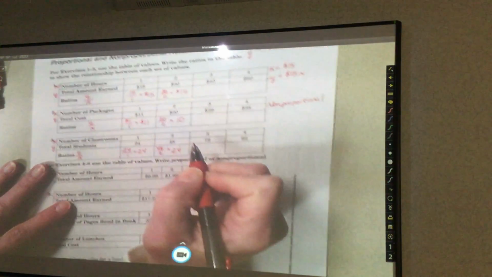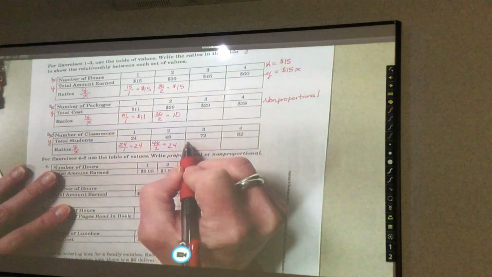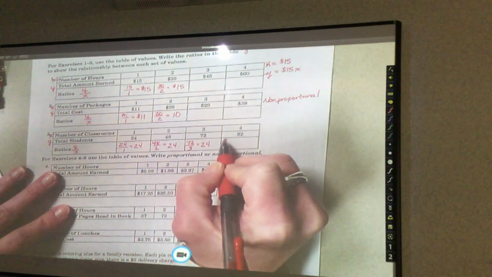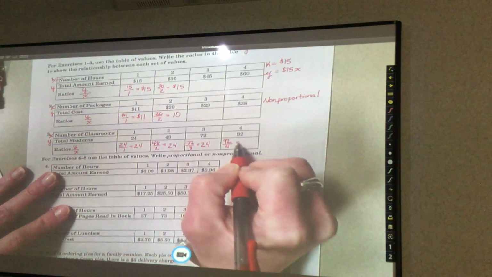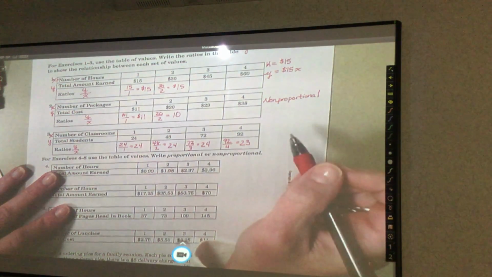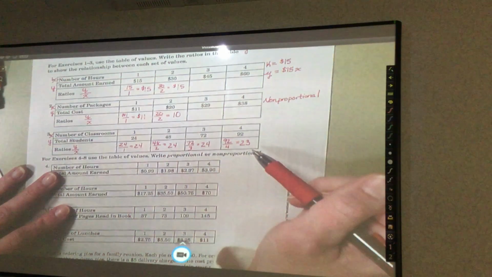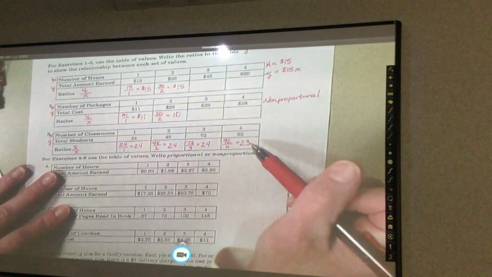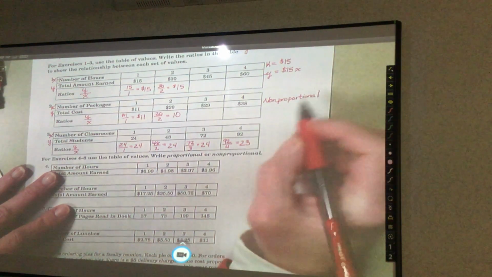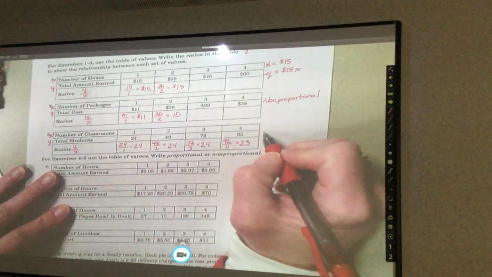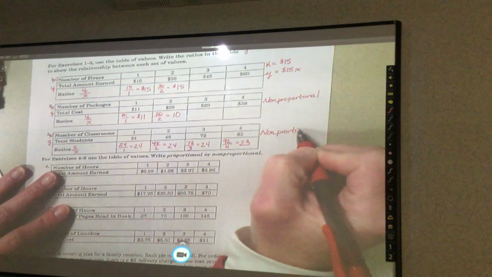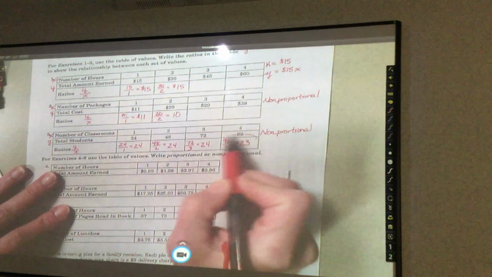I'm gonna assume it's gonna have a constant. 72 over 3 is 24. 92 over 4 is not 24. It's 23. So, that's why you have to do all of them, and you can't just assume it's going to be that. And you have a calculator, so it'd be easy to do. So, does this have a constant? No, so then you have to write non-proportional. And it's all because of this one right there.